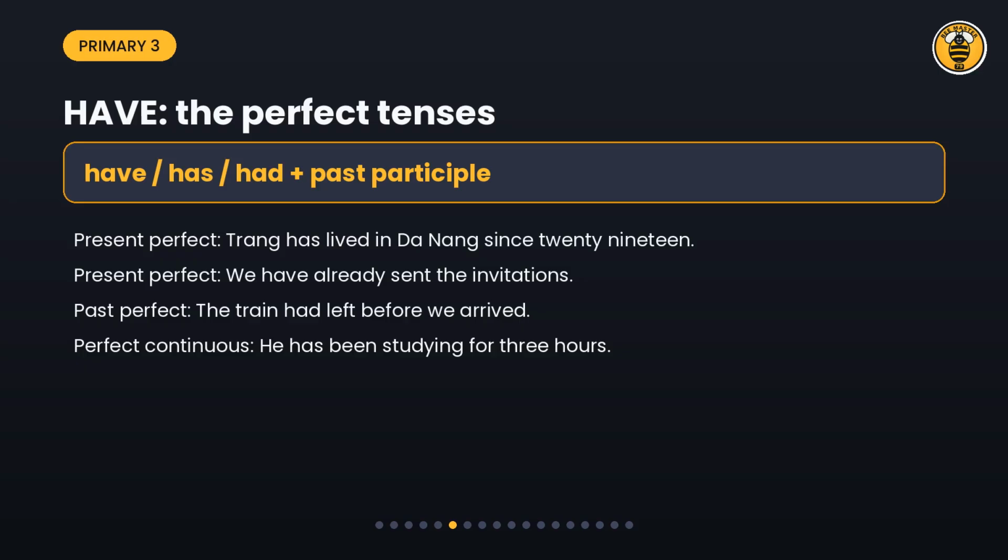And you can stack 2 auxiliaries together to build the perfect continuous. He has been studying for 3 hours. Have plus been plus the participle, 2 helping verbs, 1 main verb.